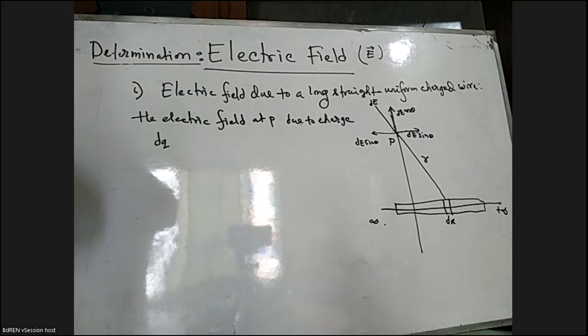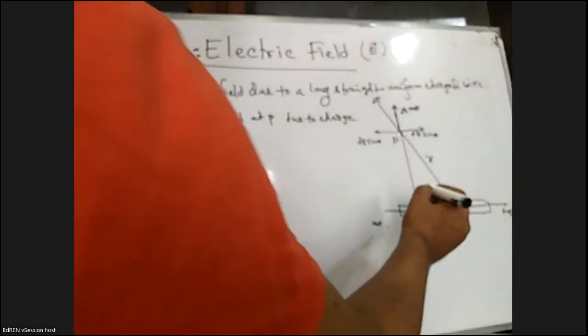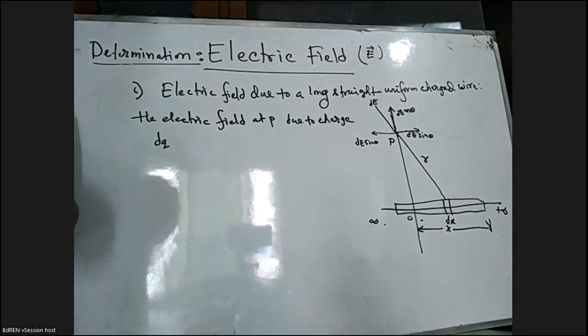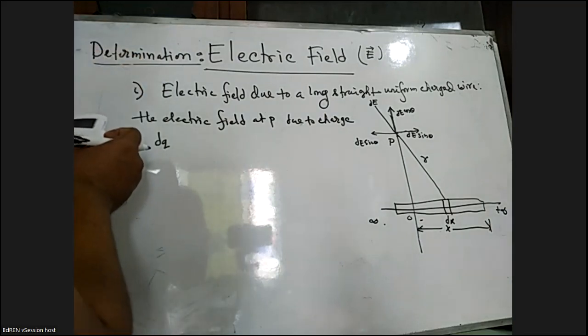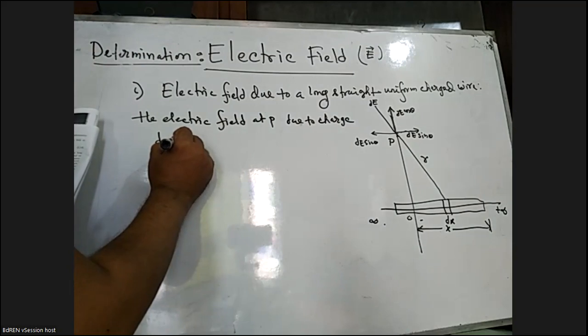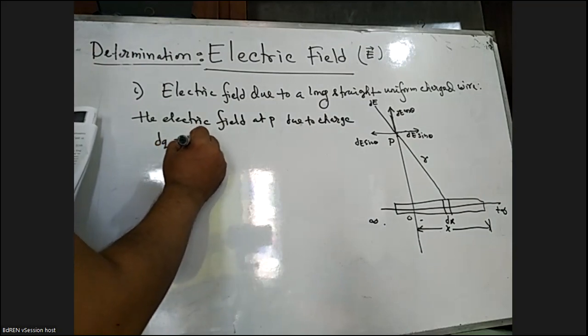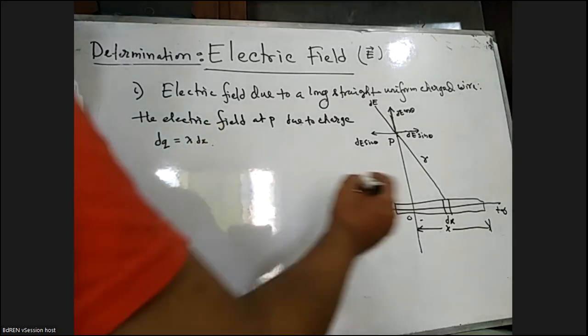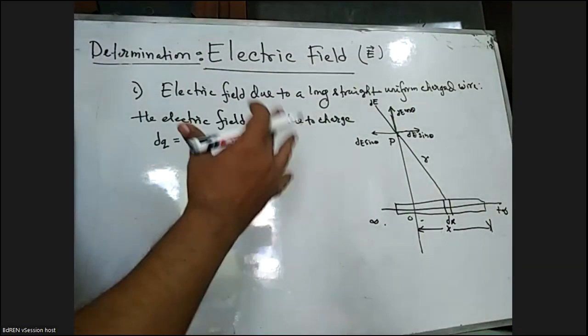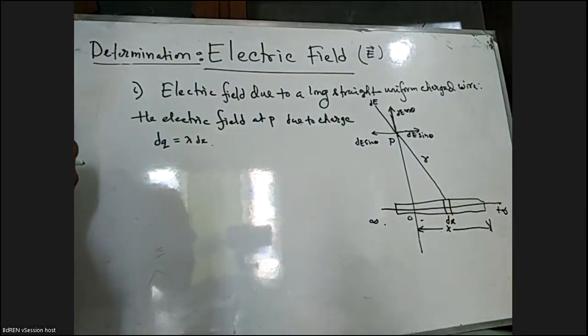This is the dq charge, and this is the origin from here, and suppose this whole length will be x. So the total charge can be taken as lambda dx. Suppose the total charge will be q.